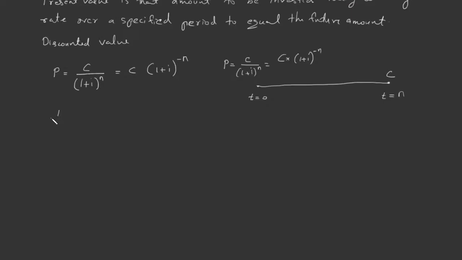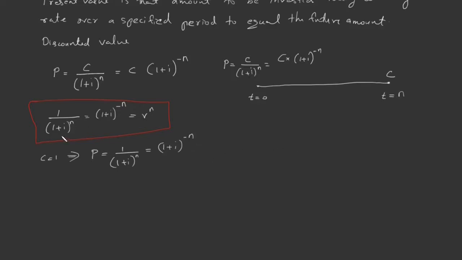There is a common denotation for 1 by (1 plus I) the whole raised to n, that is equal to (1 plus I) raised to minus n, in subjects like actuarial science, and that is v raised to n. Now let us understand this value, that is, what is v raised to n? Let us just put C is equal to 1 in this equation. What will this equation give? It gives that P is equal to 1 by (1 plus I) the whole raised to n, which is equal to (1 plus I) the whole raised to minus n.